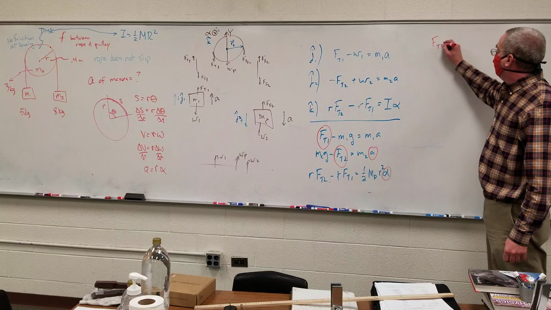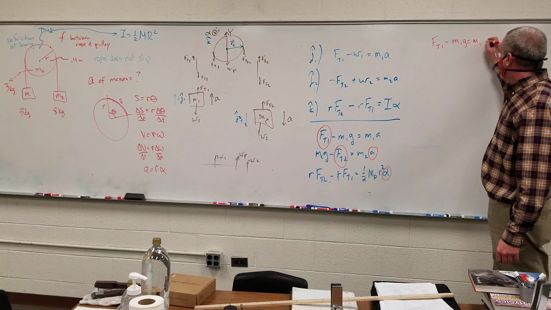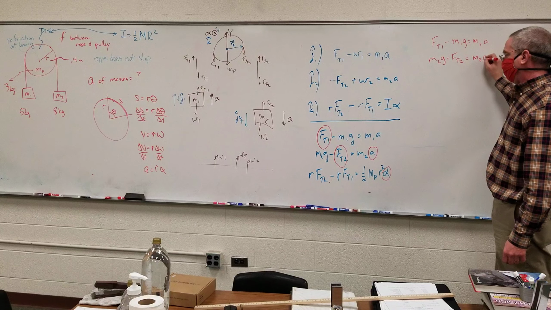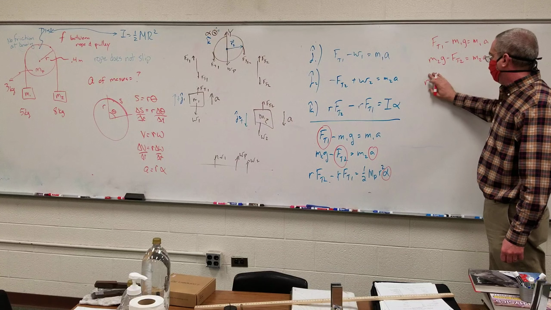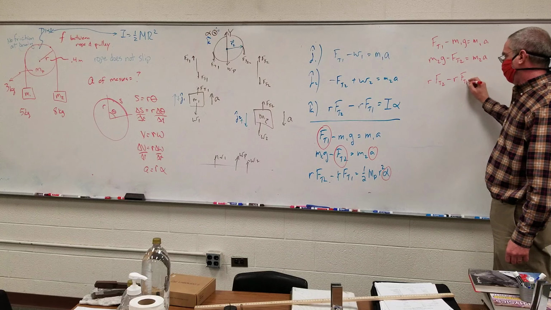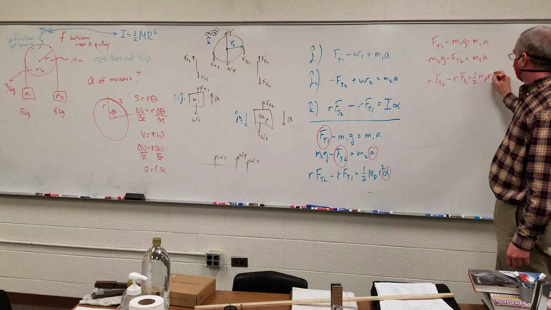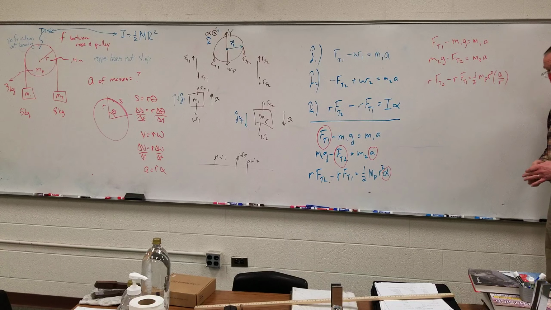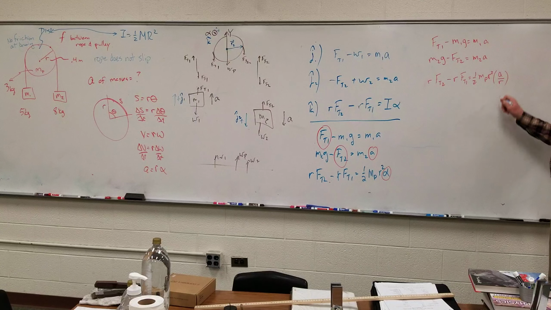So we now have tension 1 minus M1G equals M1A. M2G minus tension 2 is equal to M2A. And then R tension 2 minus R tension 1 is equal to 1/2 MP R squared times A over R. And now, conveniently, that R cancels out with that. This R cancels out with those. And I now have an equation without R in it.